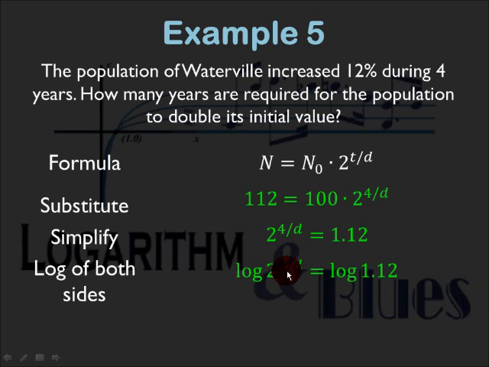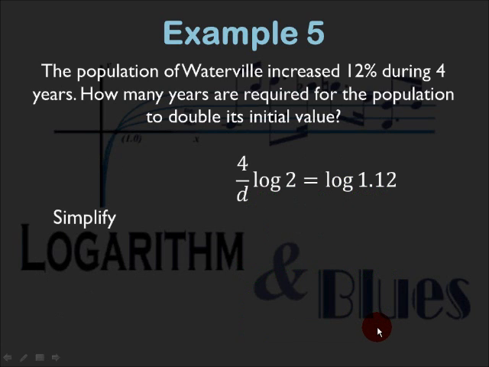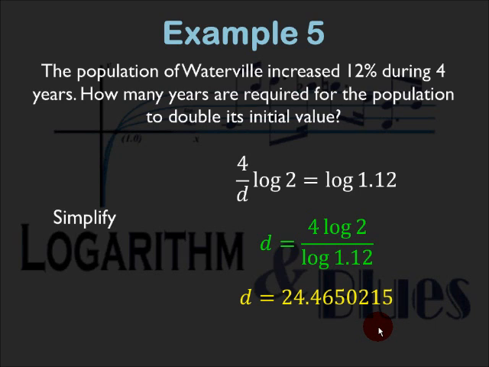Now remember, the next step is to move the coefficient in front of the log. So 4 over d log 2 equals log of 1.12. Now what you're going to do is solve for d just like you did in algebra. Remember, log 2 and log 1.12 are just like numbers like you did before. So you get d equals 4 log 2 divided by log of 1.12. You punch those numbers in on your calculator, and your d value is 24.465 and change.